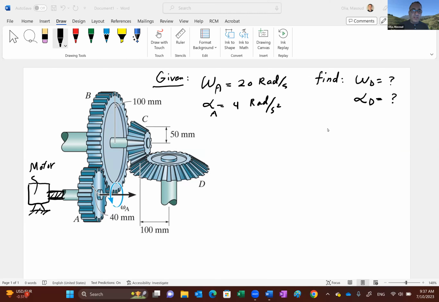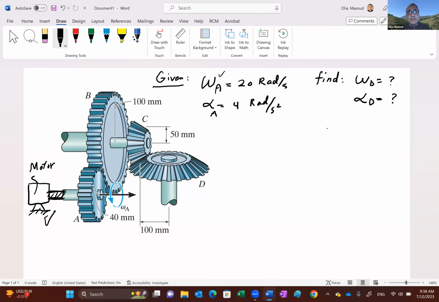So what are we trying to do here? You see this gear arrangement that we have here. We have this motor right here, driving gear A, and then gear A is in connection with gear B, and then gear B and gear C have a common shaft. And then finally, this power or motion is transmitted to gear D. So we know the input coming from the motor.